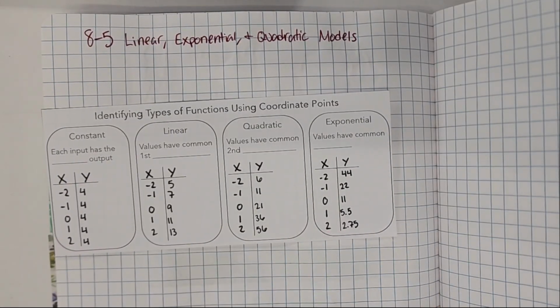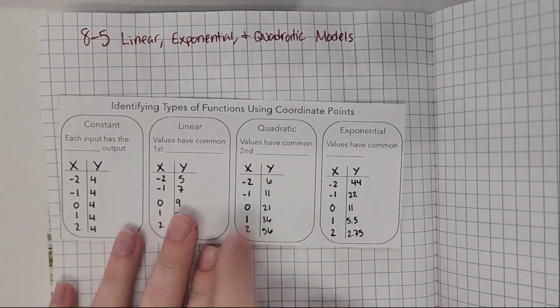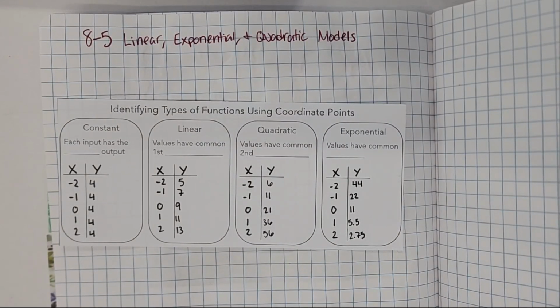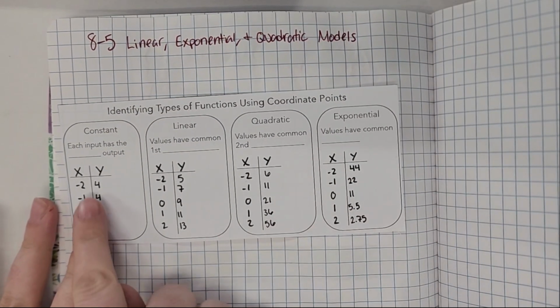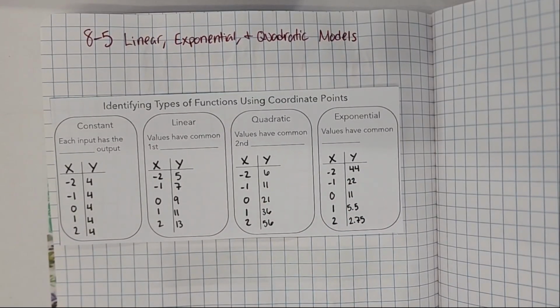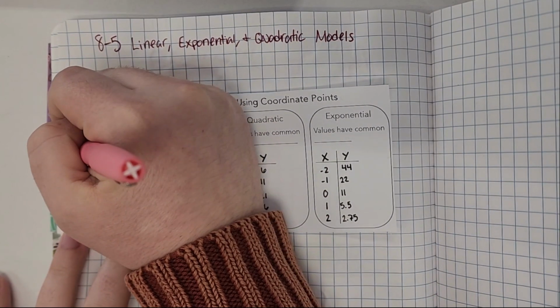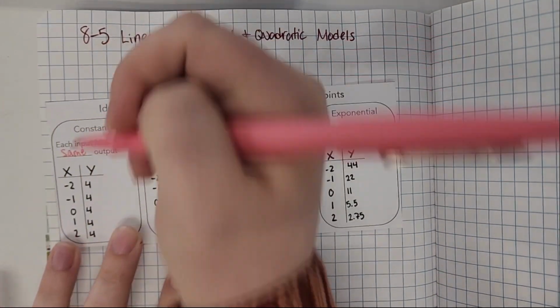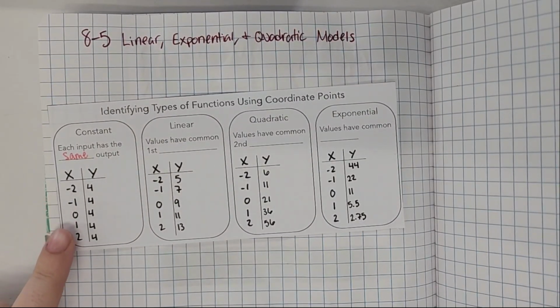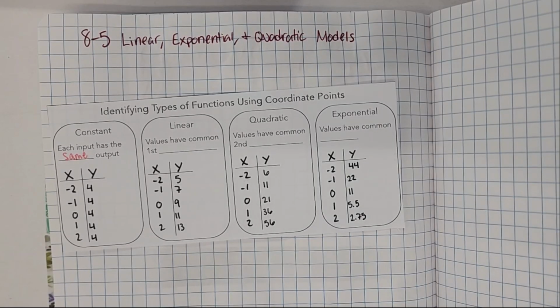So we are going to start with identifying types of functions using coordinate points. So I did pre-write in here these tables with our coordinate points and what we're going to be using. We're going to start with the constant function. So a constant function is when each input has the exact same output. So as you can see, each one of these x values all end with y as 4. That would be a constant function.